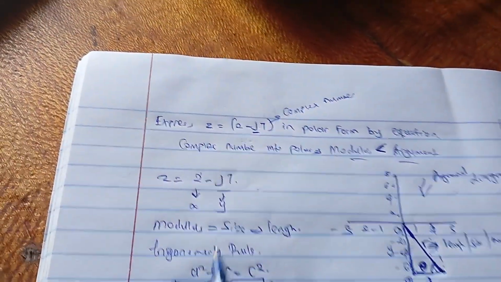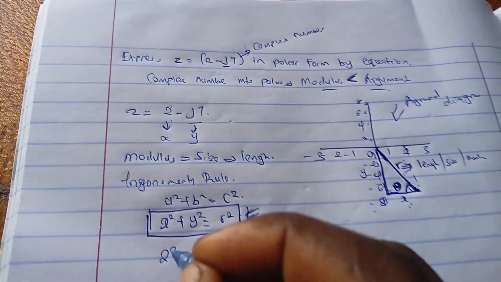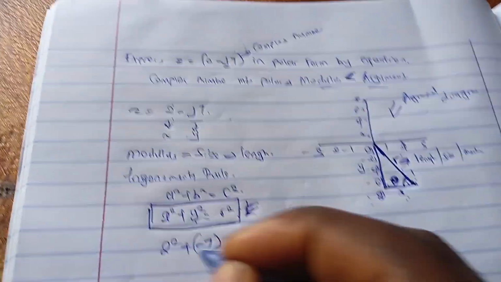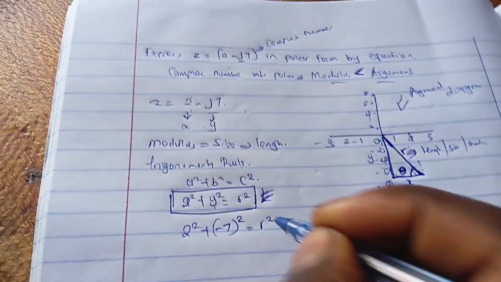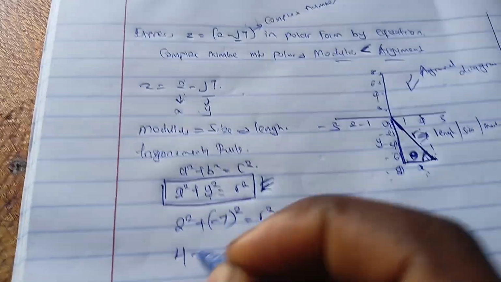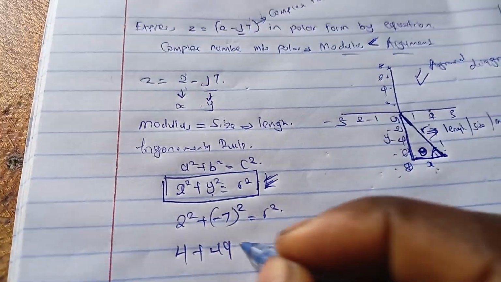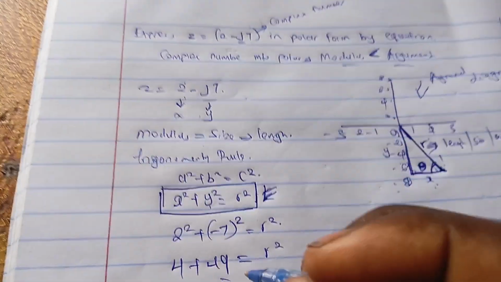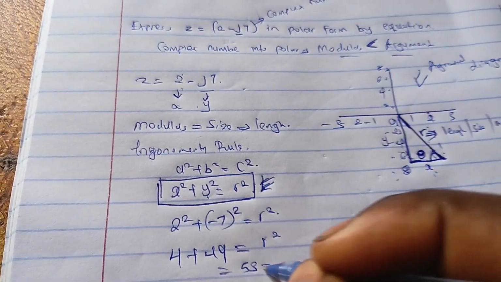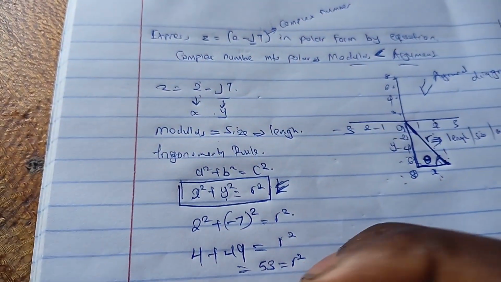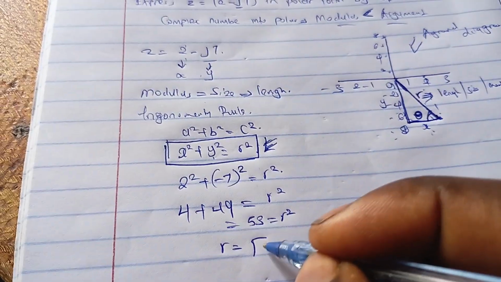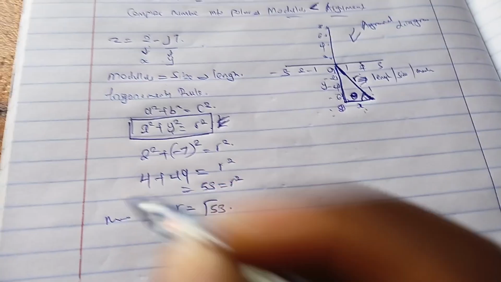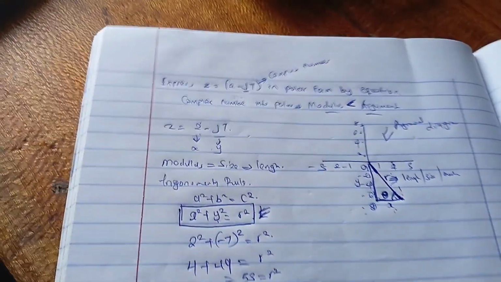So x is 2, so 2 squared plus y, which is negative 7, squared is equal to r squared. This is 4 plus 49 is equal to r squared. It will be 53 is equal to r squared. So r will be root of 53, and this is the modulus.